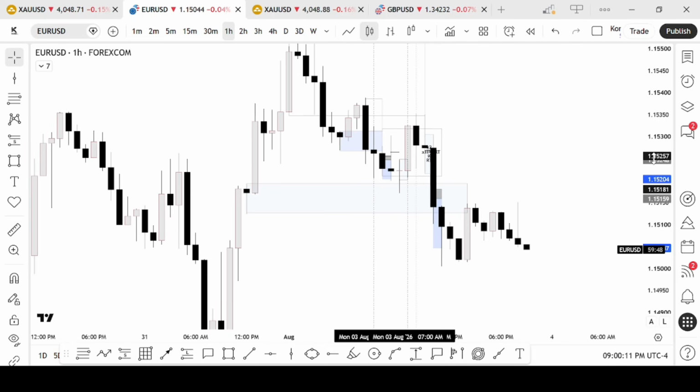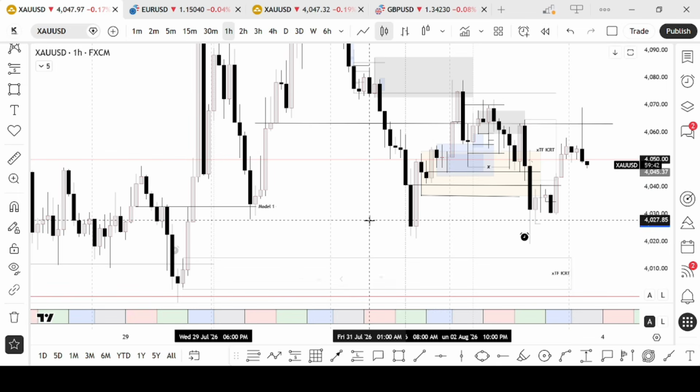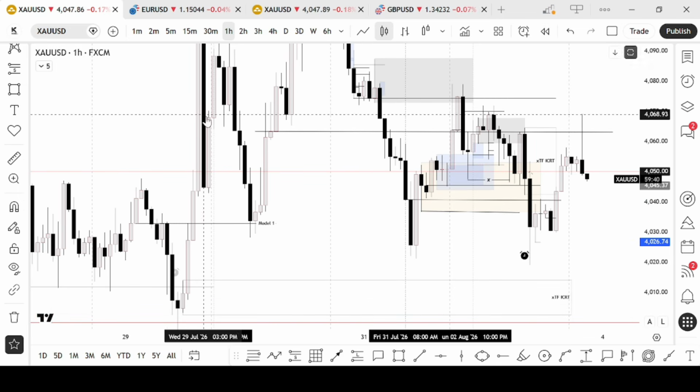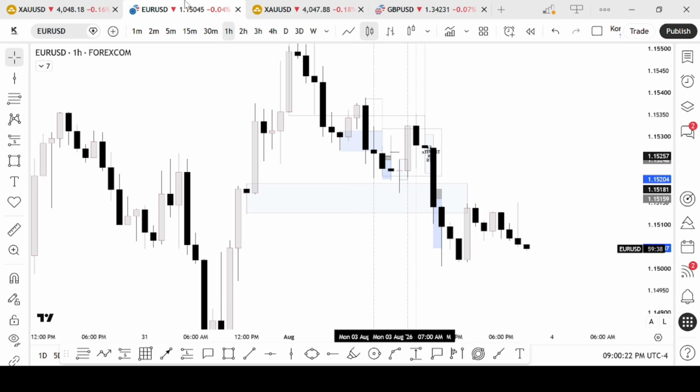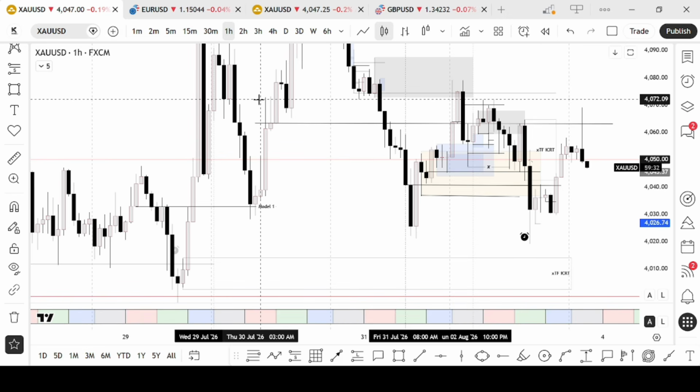I just made a decision to show you exactly how I was able to enter the setup. So we're going to do the one for gold separately and also the one for Euro USD separately. So let's first of all do the one for gold. How did I catch this move?